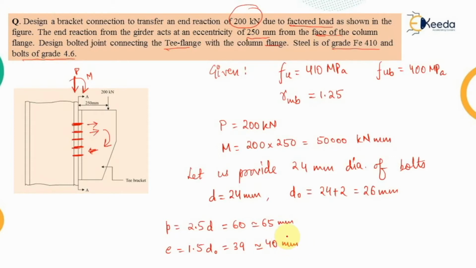Now all the values are known to us except the net area. The net area of the bolt is given by 0.78 times pi by 4 d square. From here, if we do the calculation for this bolt size, then we get the net area as 353 square millimeter. Now once we have all the initial values, we can do the calculation part.